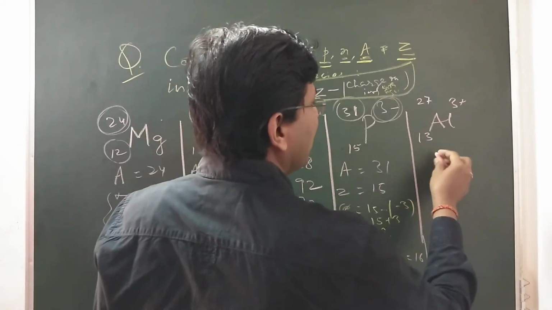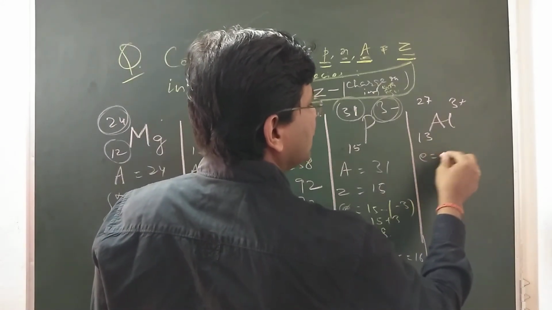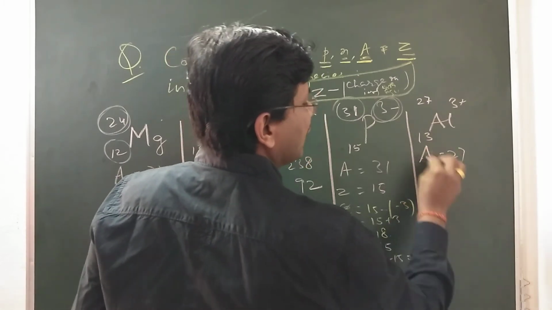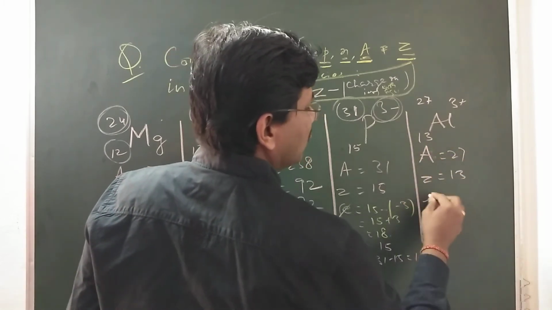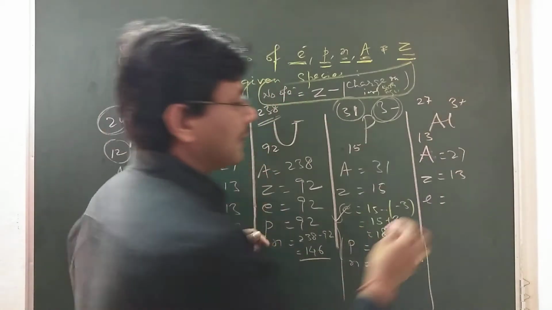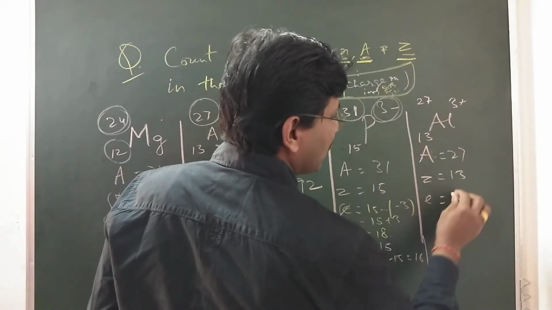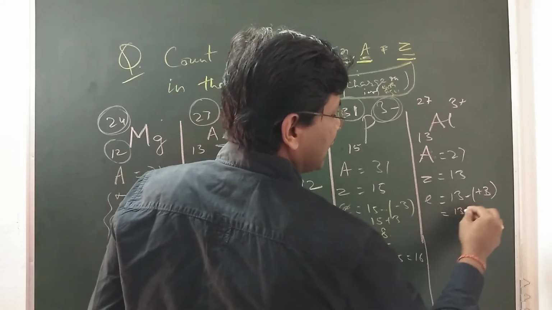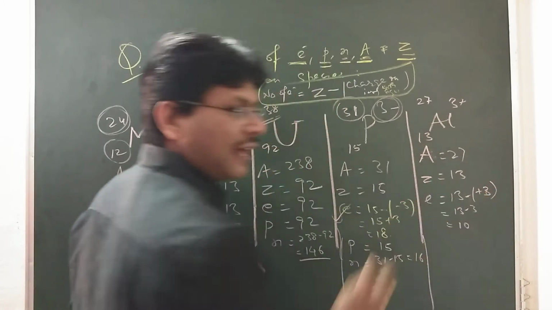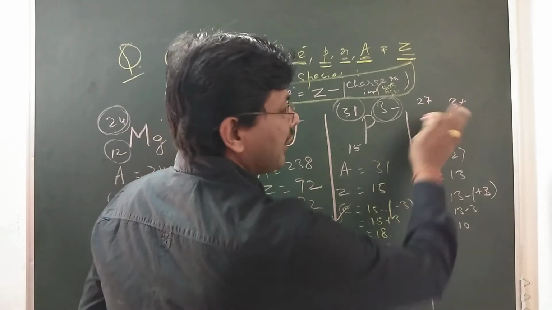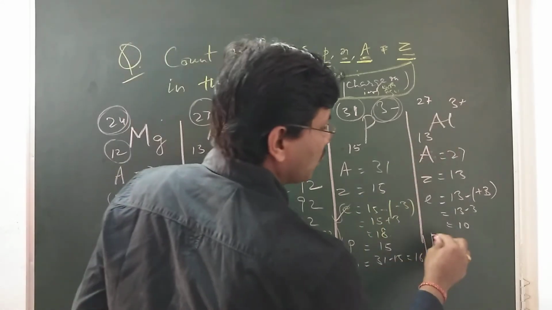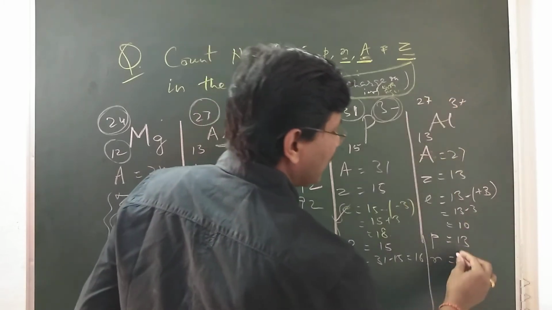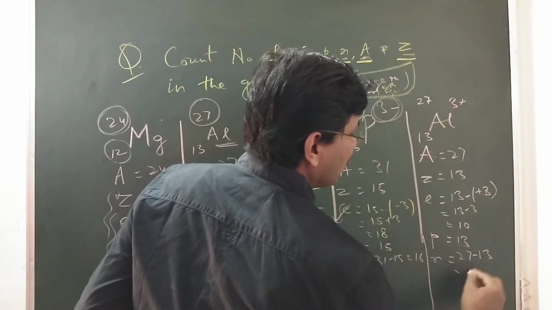Now coming to aluminum, mass number is 27, Z is 13. Since it is a cation which has lost 3 electrons, we will write number of electrons is 13 minus 3, that is 10. So 10 electrons are there in this species, aluminum 3 plus. Tripositive aluminum ion has 10 electrons. Proton remains 13, and number of neutrons is A minus Z, that means 27 minus 13, that is 14.